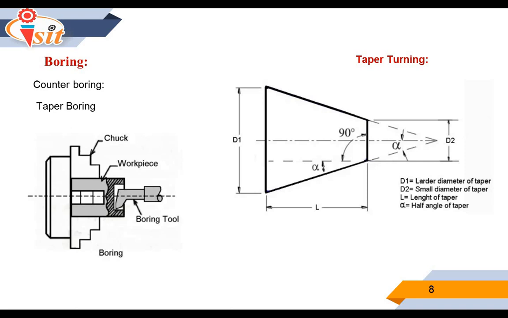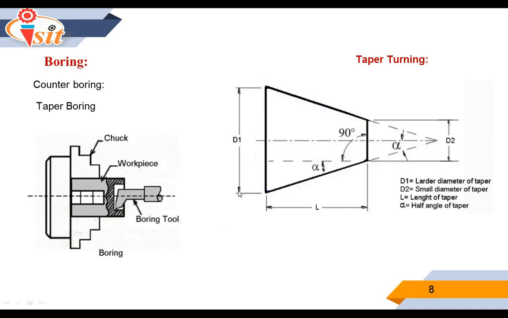Okay. So in boring there is again counter boring and taper boring. Boring consists of a single point cutting tool that enlarges the hole, and it also corrects the roundness of the hole. So this method is adapted for boring small sized works only, and the speed of this process is very slow.